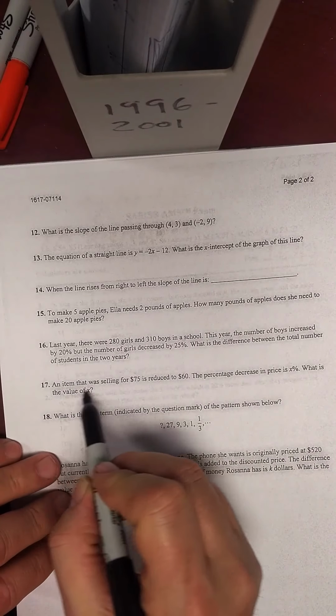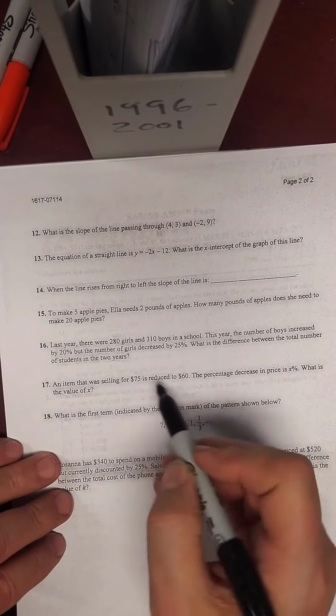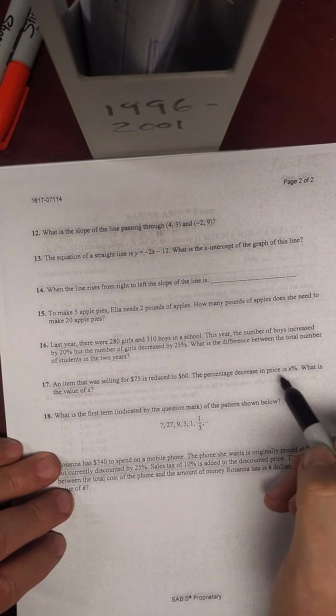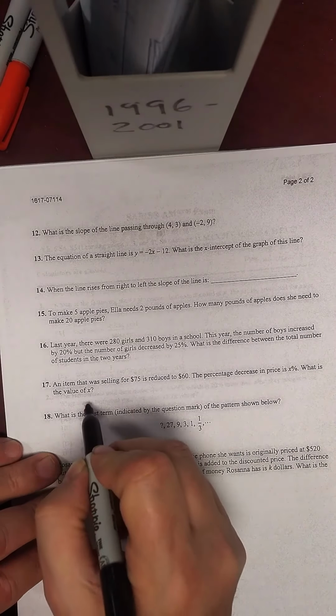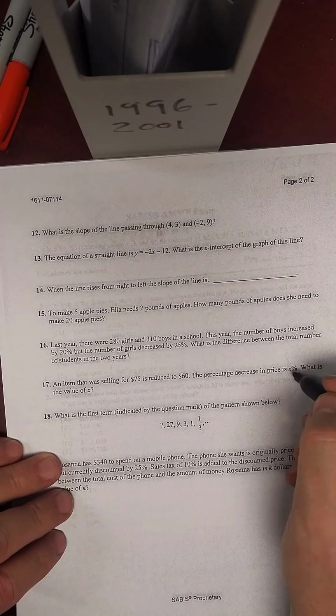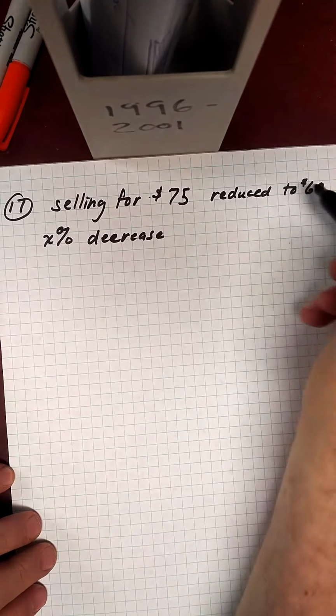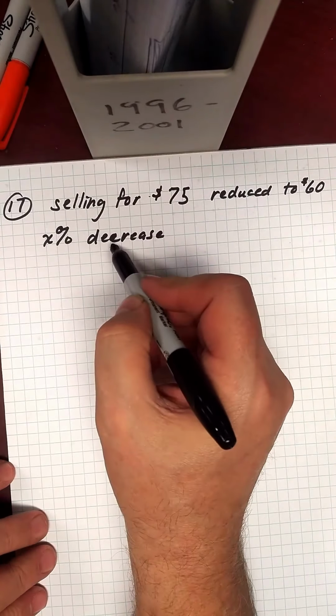Number 17, an item that was selling for $75 is reduced to $60. The percentage decrease in price is X percent, so they want to know the value of X. So they don't want to know by what percent it decreased. So here it was selling for $75 originally, it was reduced to $60, and there was a decrease.